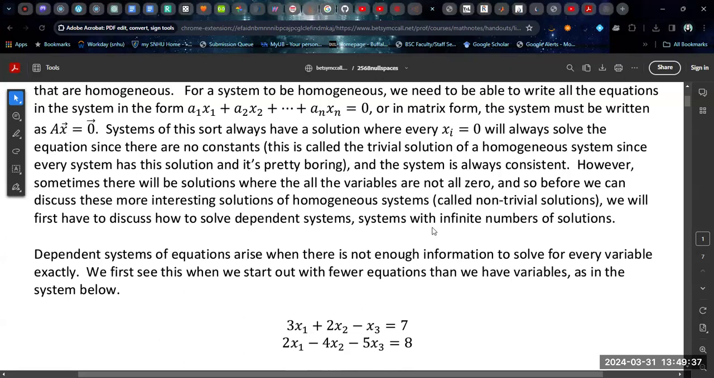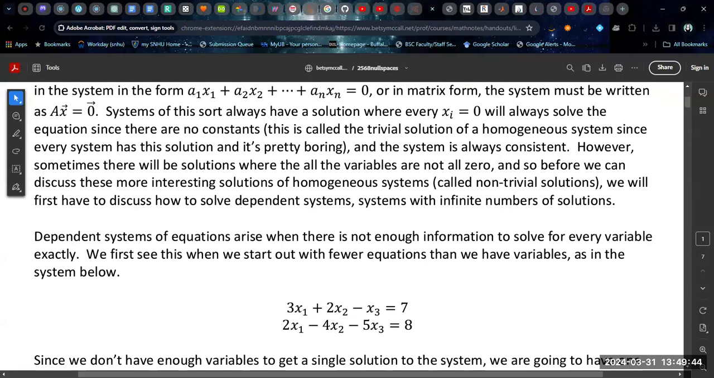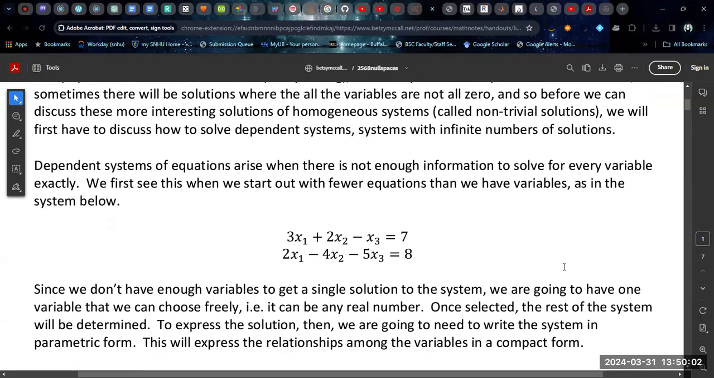However, what we're looking for is a solution that is less boring. We are looking for the possibility of a solution that has not all the variables equal to 0, but still manages to solve the system. So these interesting solutions of the homogeneous system, these non-trivial solutions, we first are going to begin by discussing how to solve dependent systems with finite numbers of solutions and how to express our solutions in vector form.